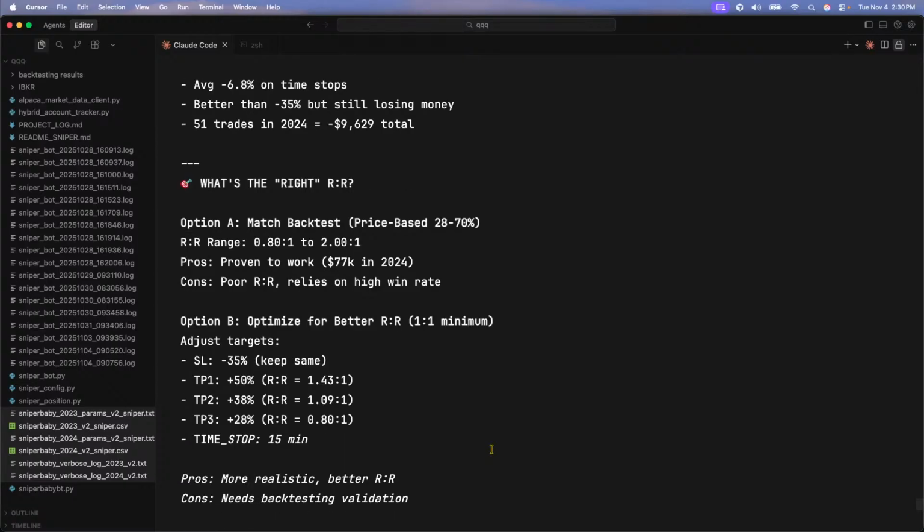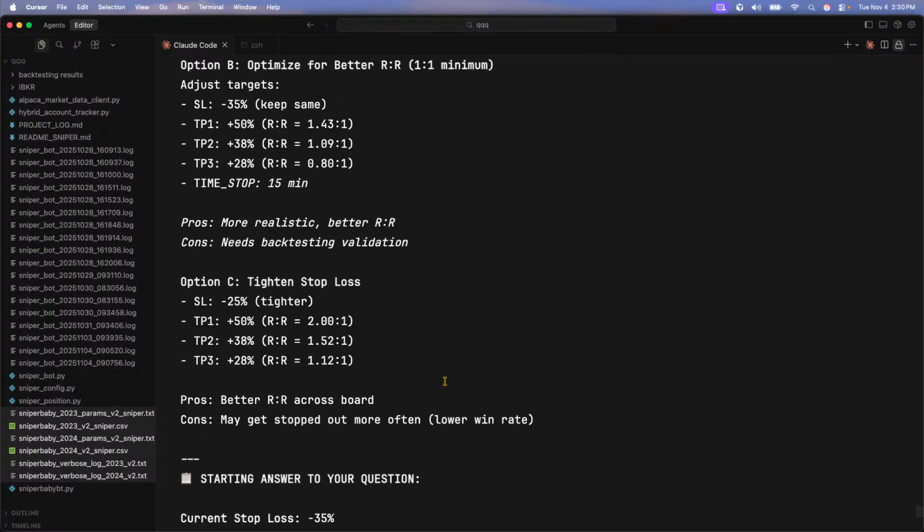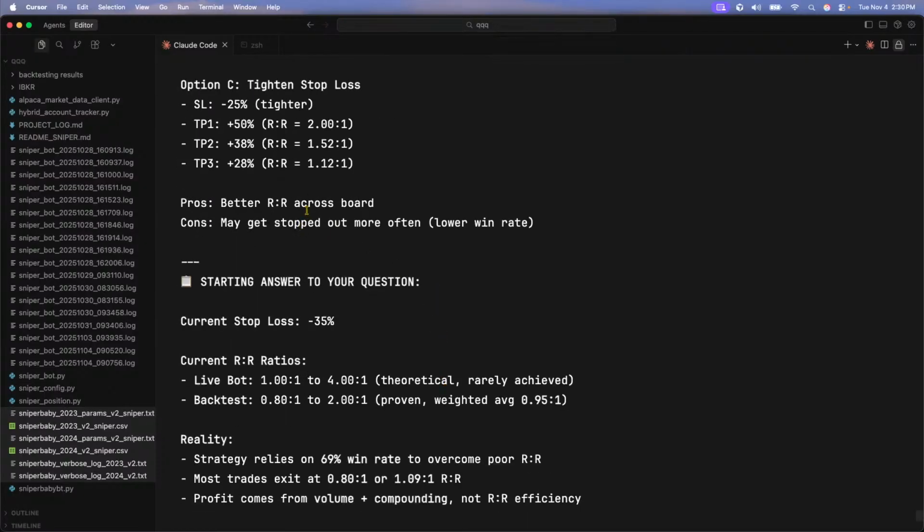Optimize for better risk reward. Keep. Need backtest validation. Better RR across the board. May get stopped often. Lower win rate.